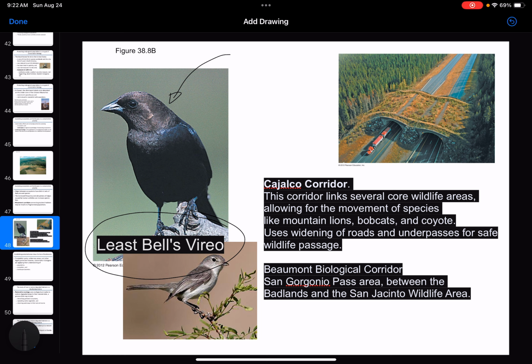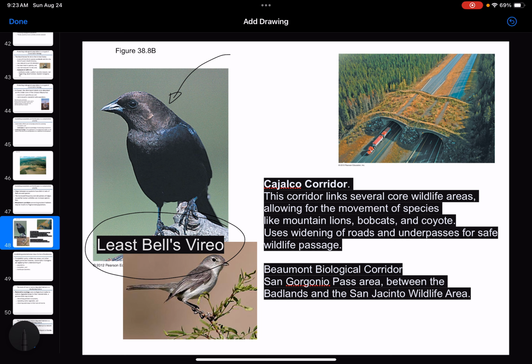But there's a whitewater preserve that connects the San Bernardino Mountains to San Jacinto's, and you can find the least Bell's vireo there. And if this brown-headed cowbird continues socially parasitizing their nests, and that may lead to the loss of the vireo's own eggs, then the vireo population is going to decline as the cowbird population increases, and that's going to be a reduction of biodiversity, right, and species richness as well.